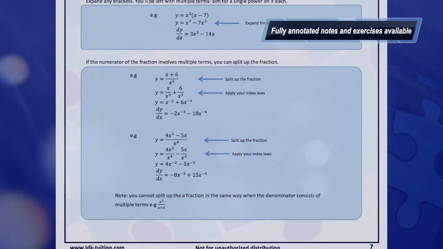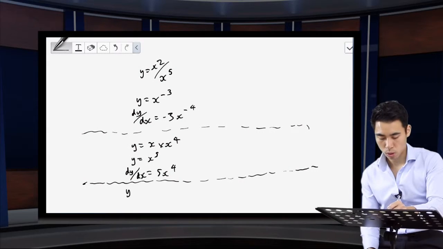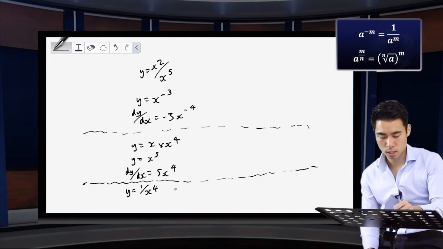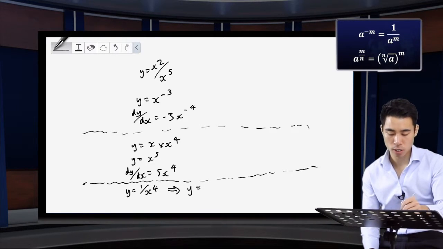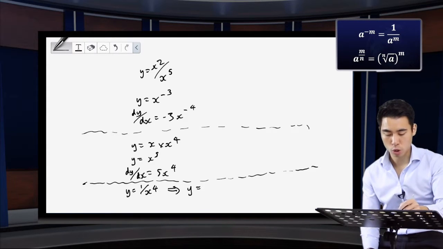A slightly more difficult example now. If I have this, y equals 1 over x to the 4. Again, you need to express this, I'm just going to go over here, otherwise I'm going to run out of room. Express this as a single power on x. You know, 1 over means that you're going to have a negative power. What's my negative power going to be? Well, it's going to be 4.